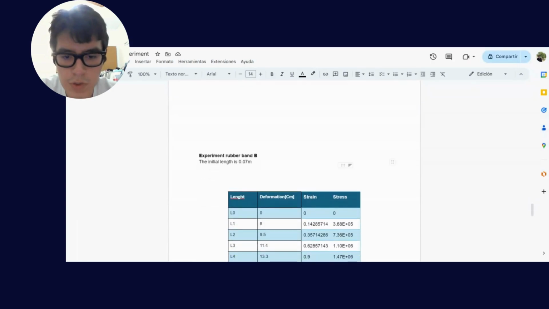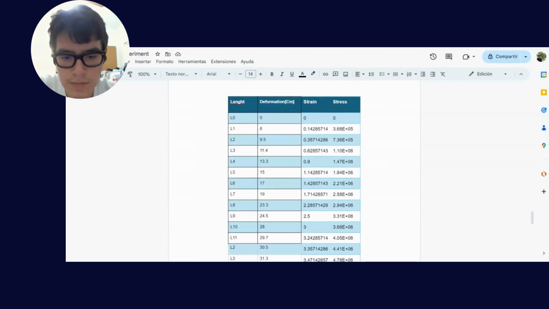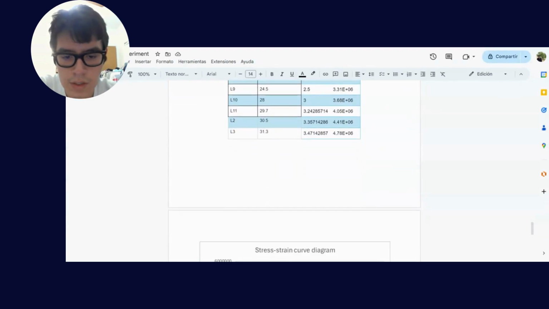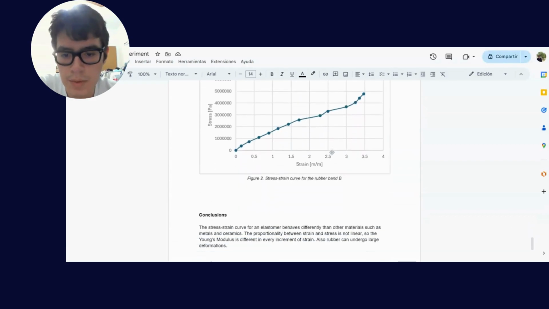We also repeated this process for the second rubber band, and again we measured the strain compared with the original length, that in this case was 0.07 meters, and for the stress we did the calculations, and we also obtained a stress strain curve.